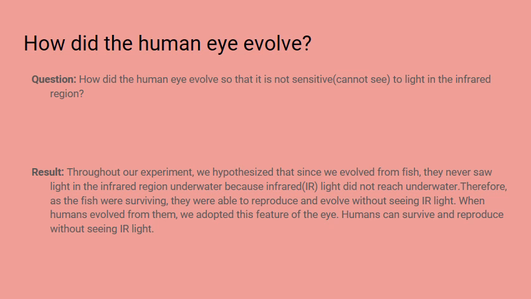Our question was, how did the human eye evolve so that it cannot see light in the infrared region? We hypothesized that since we evolved from fish, and they never saw the infrared region underwater because infrared light didn't reach underwater, the fish survived, reproduced, and evolved over the years without seeing infrared light. So when we evolved from them, we adopted this feature in the eye, which is why we can't see infrared light.